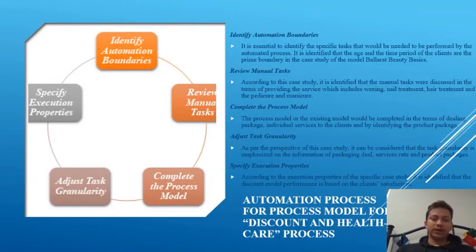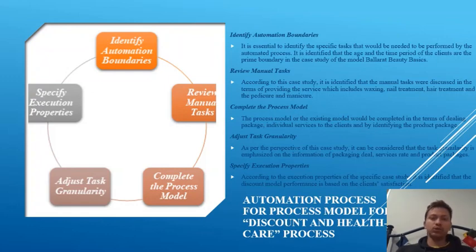Now we are talking about the automation of the process model for the discount and healthcare process. For the automation of this process, we consider five things. First, identifying the automation boundaries. For our packaging process, the automation boundaries will be the age and the time period of the customer. Next will be to review manual tasks.